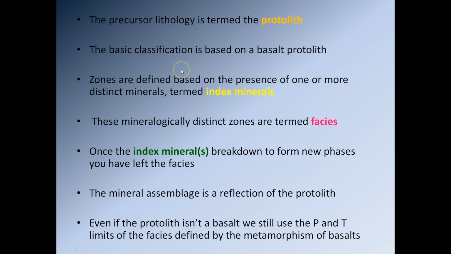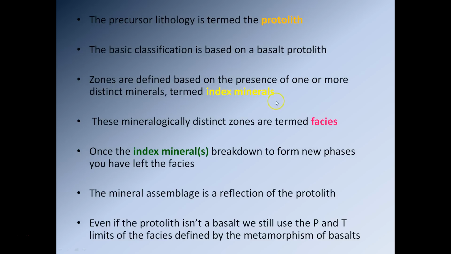Zones are defined based on the presence of one or more distinct minerals, and these minerals are referred to as index minerals. The presence of some common minerals in metamorphic rocks allows us to very quickly work out what the likely pressures and temperatures were to which that rock was exposed.